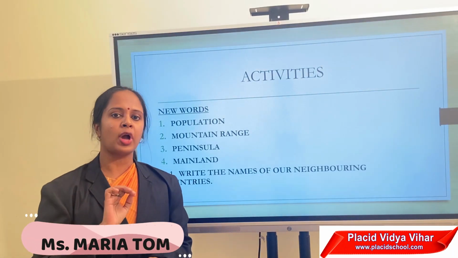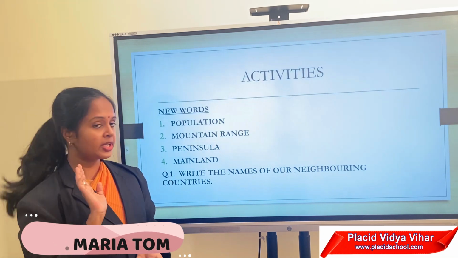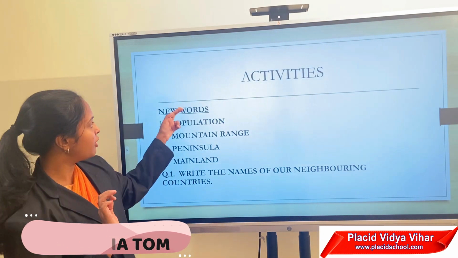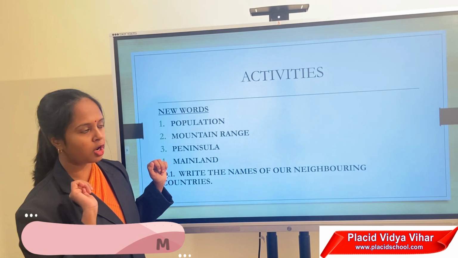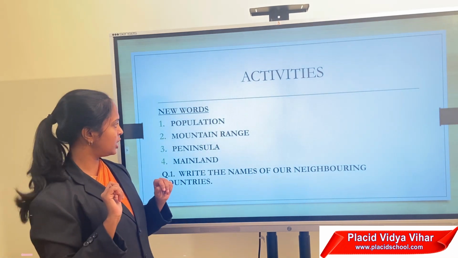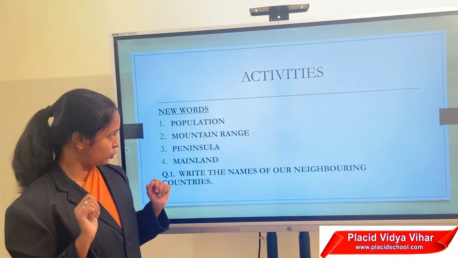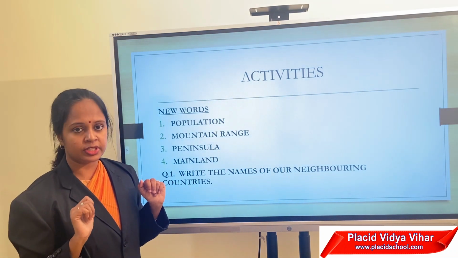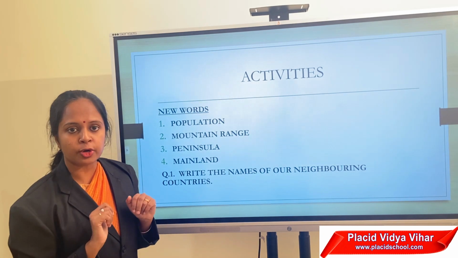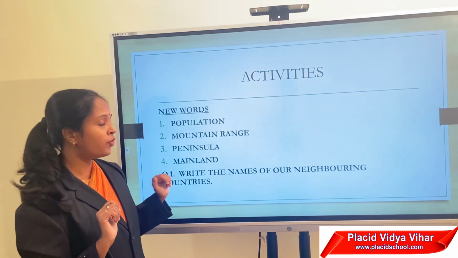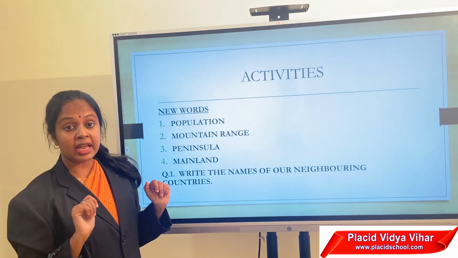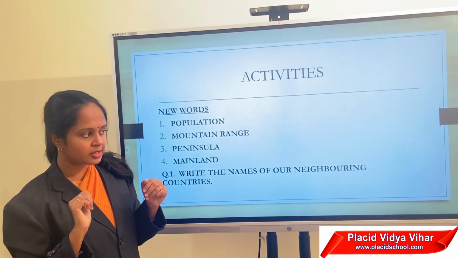Children, you have to do a few activities in your notebook. First write the chapter name, then write these new words. First word is population, second word is mountain range. Mountain range means group of mountains. Third word is peninsula. Peninsula is an area surrounded by water on three sides. Fourth word is mainland. Mainland means major part of a country.